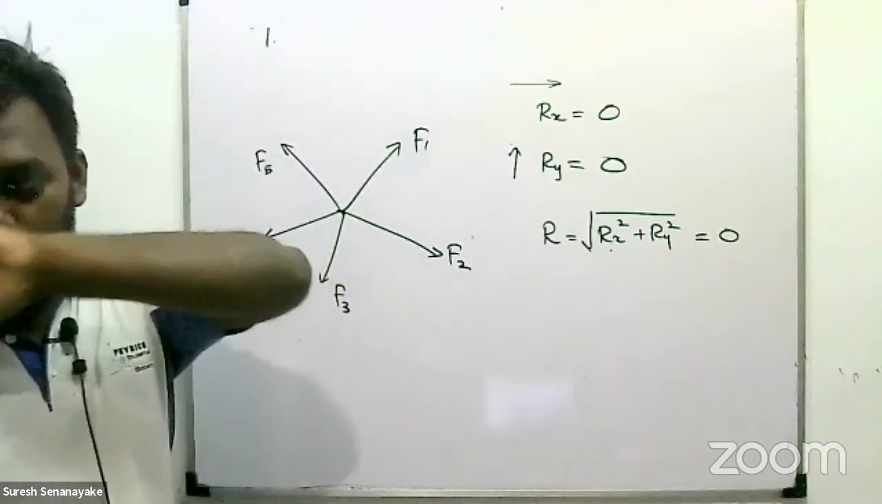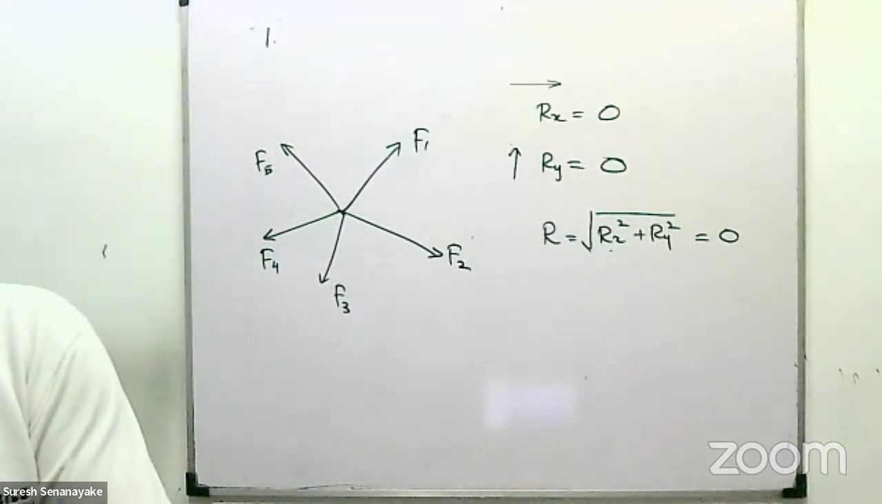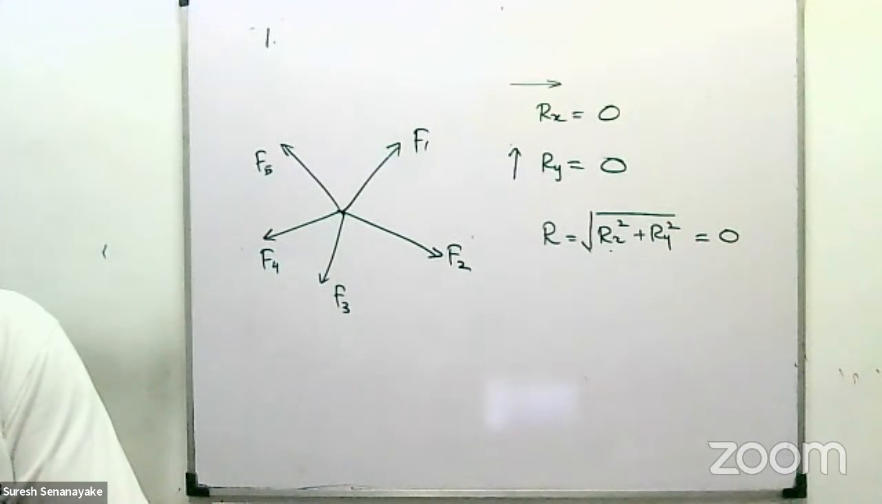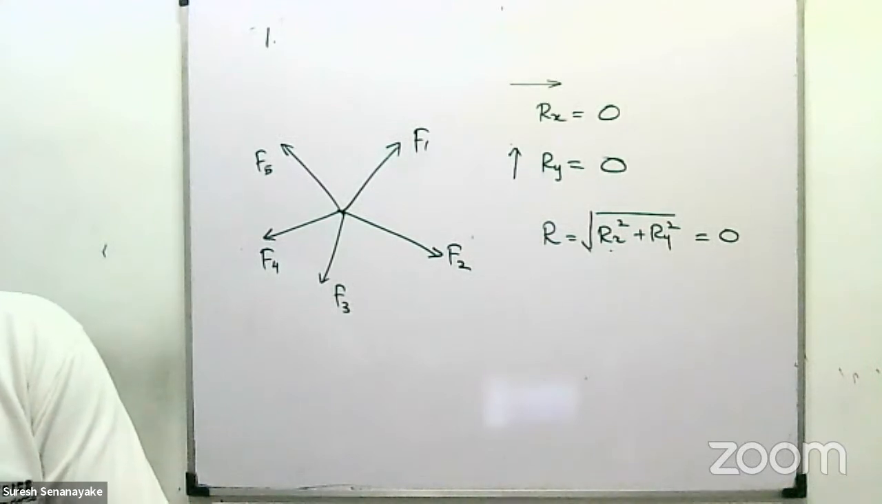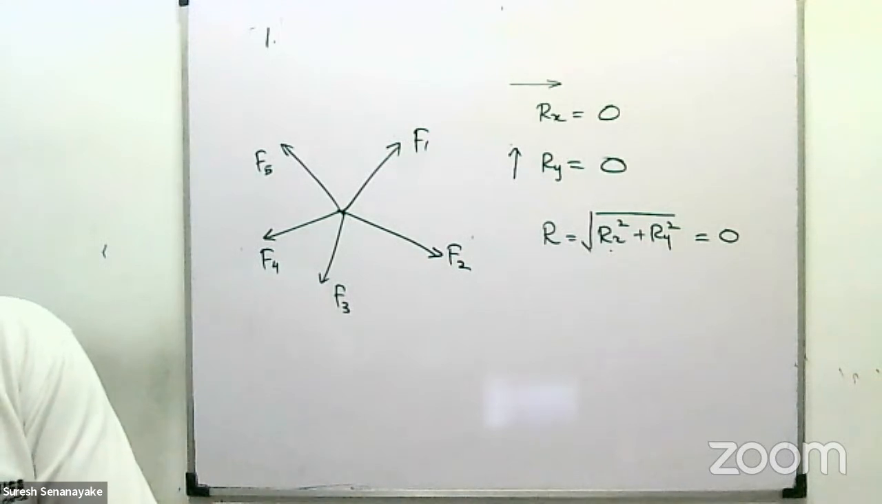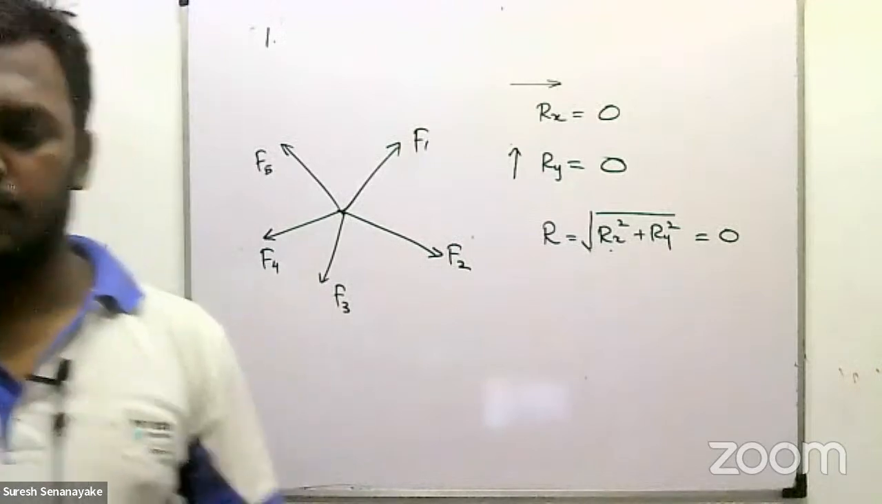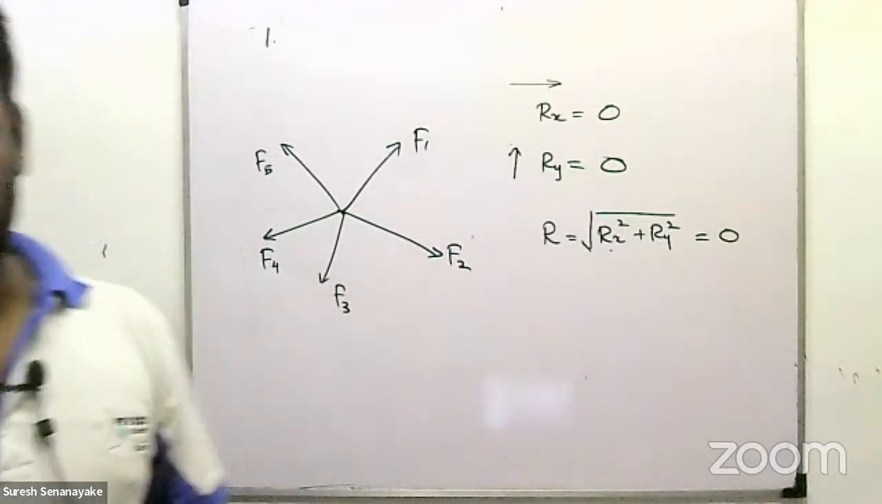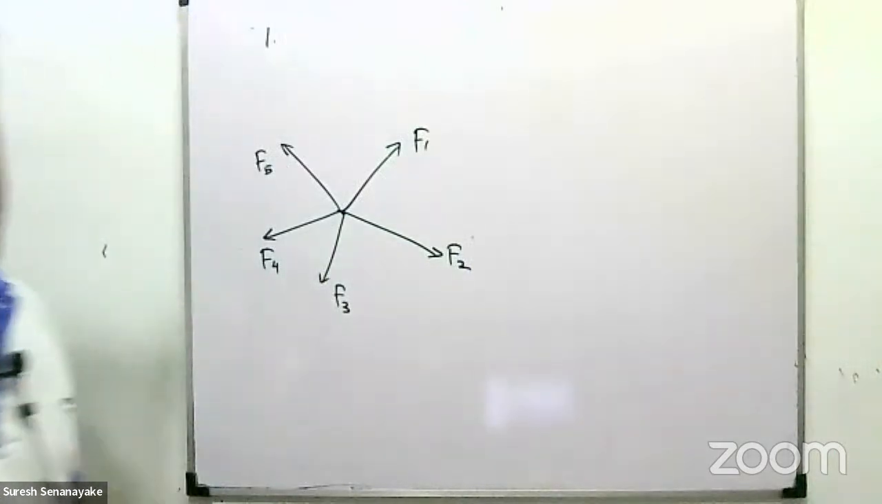First one, right. The algebraic sum of the components of all the forces in any direction should be 0.